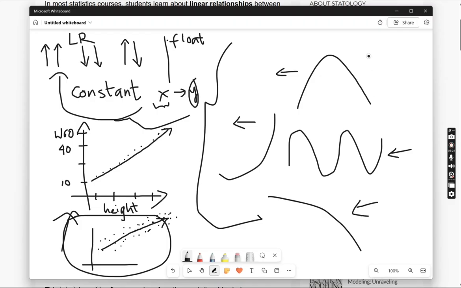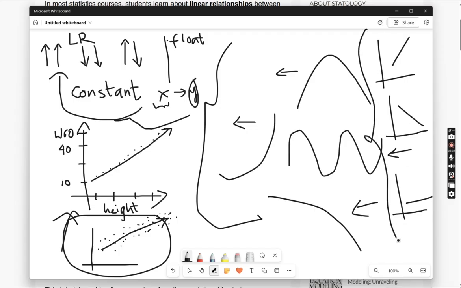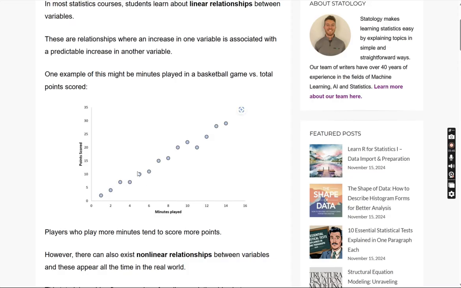The relationship could be like this, like this, or like this. These are all linear relationships. But it has to be a straight line. As you can see, it is a straight line, straight line, straight line. So whenever you see data moving in a straight line, it is a linear relationship.